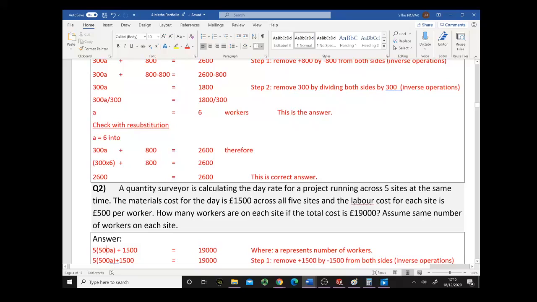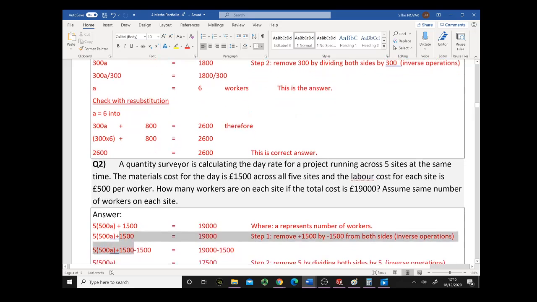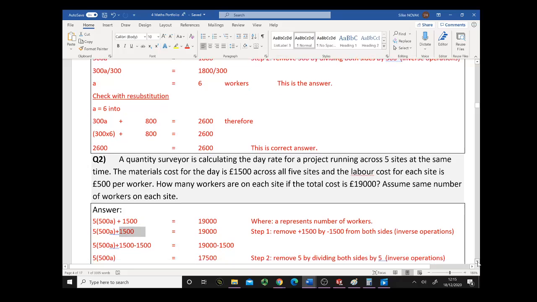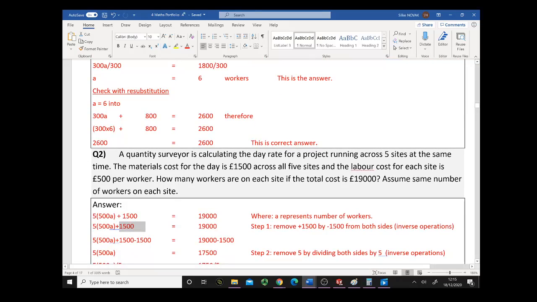So how do we isolate this A? Well, this is a bit more complex than the other one, but same steps, exactly the same. So first of all, get rid of this 1500. Plus 1500 is eliminated by taking away 1500. So we do that to both sides. Don't forget to do it to both sides. And then you're left with this.